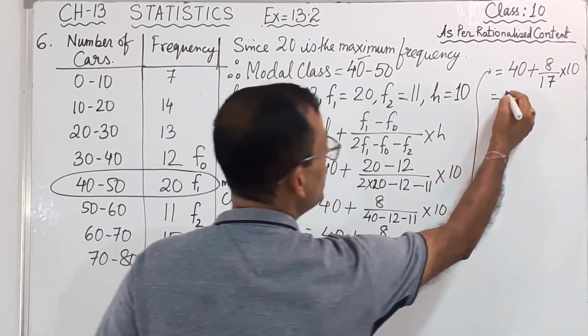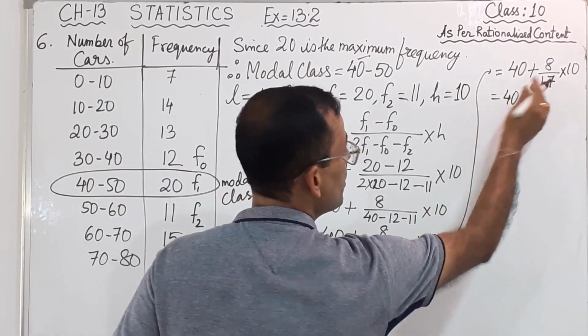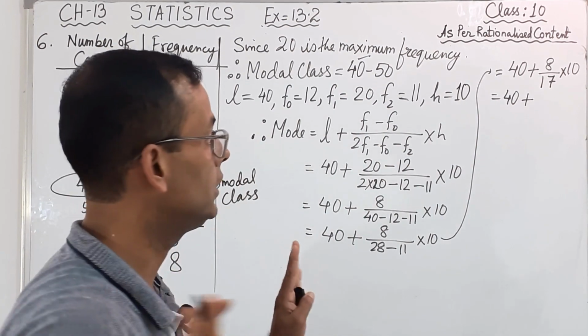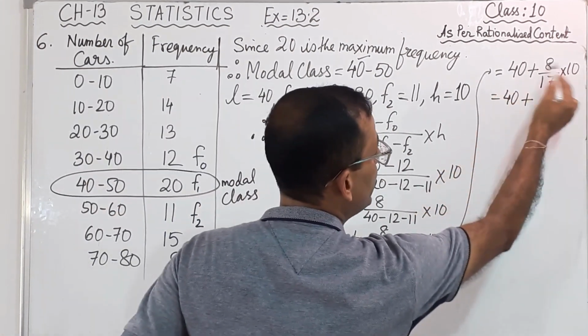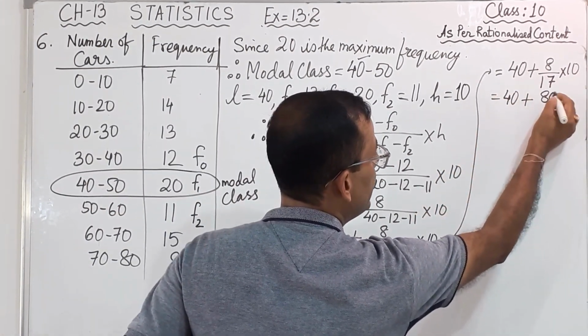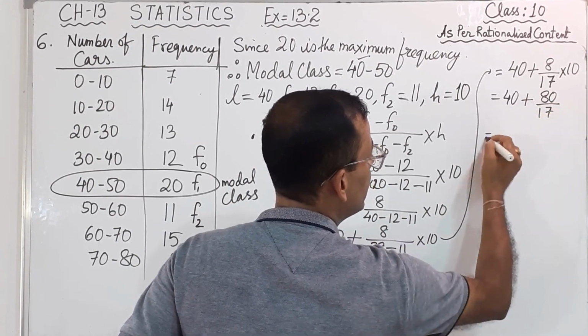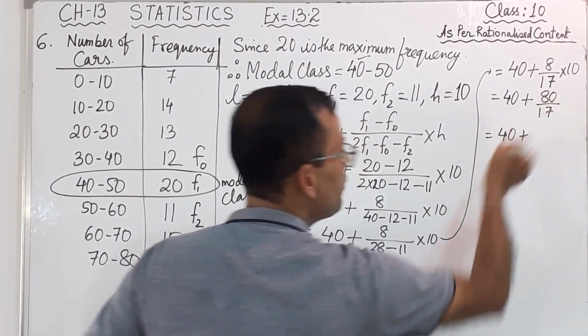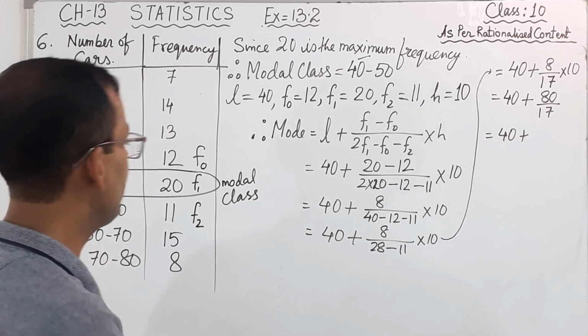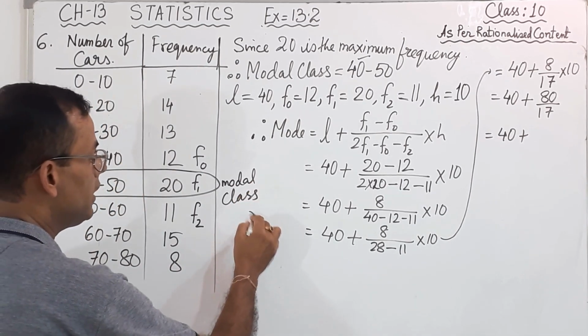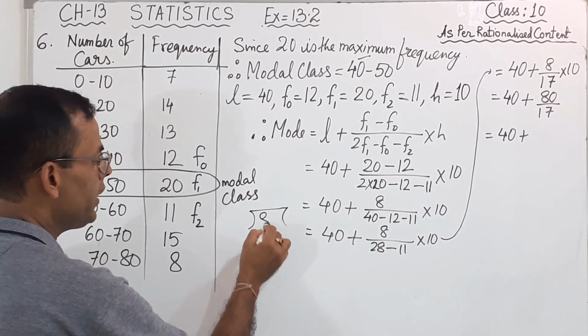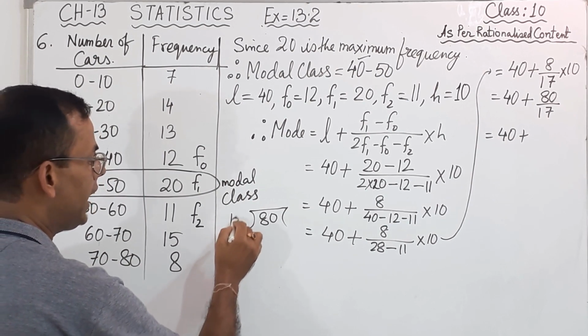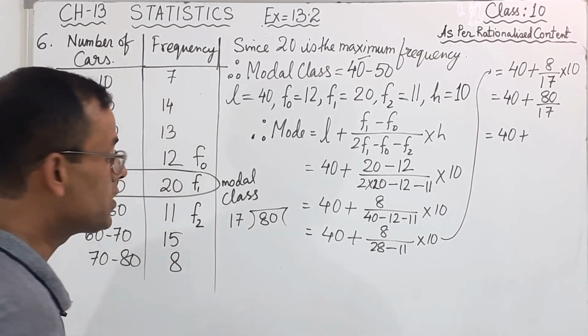So you cannot cancel. What will you do? You write 40 plus, this 40 you never touch. Then 8 into 10 on top, you multiply, 80 by 17. Now you will get the answer when you divide 80 by 17. So let us do the division here. Inside we will write 80 and 17 will be outside.